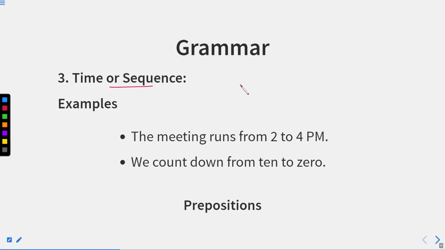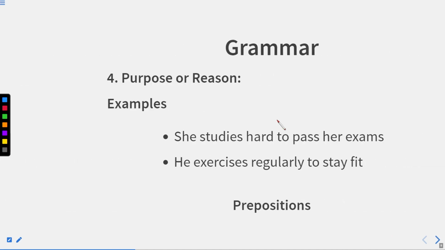Now, time or sequence. As I told you, whenever we use from, we use to with it. So this is a pair as well. The meeting runs from 2 to 4 p.m. So 2 to 4 p.m. actually defines the duration of that particular interval of time. Therefore, to is used with from to show the particular time. We count down from 10 to 0. So this is actually the time sequence. So we are using to. Now let us move to the next one.